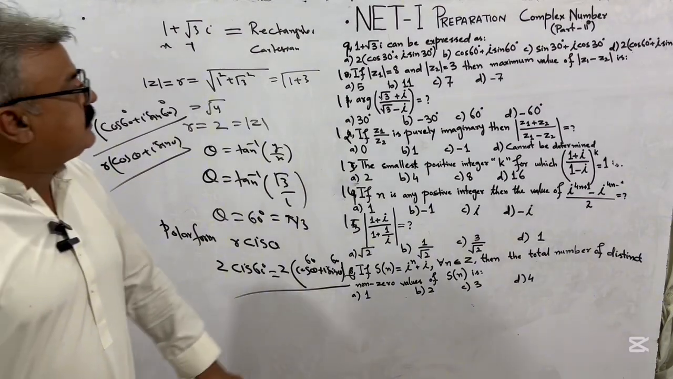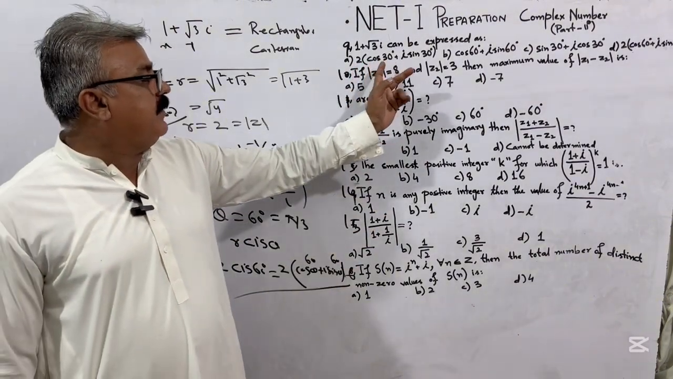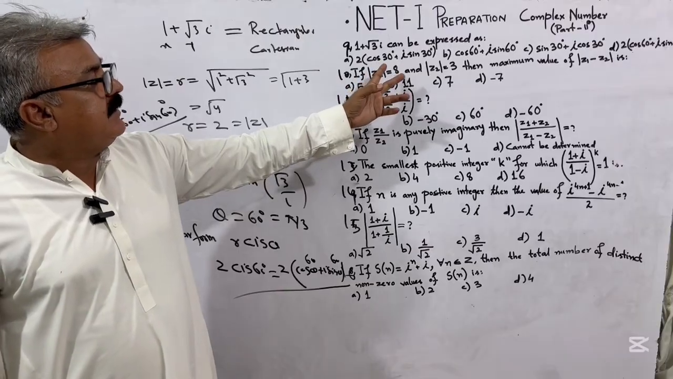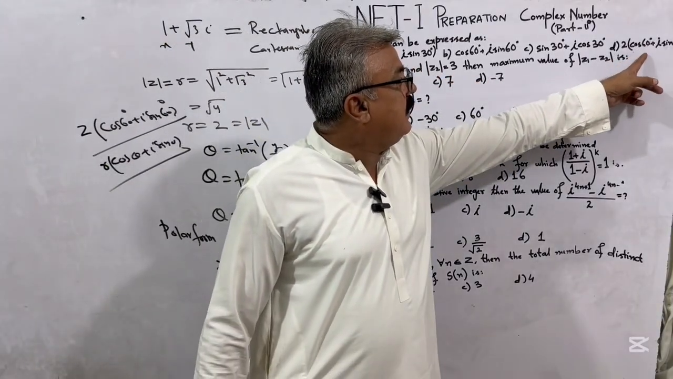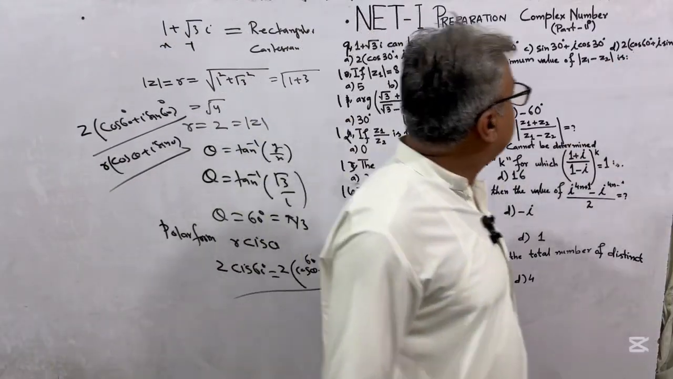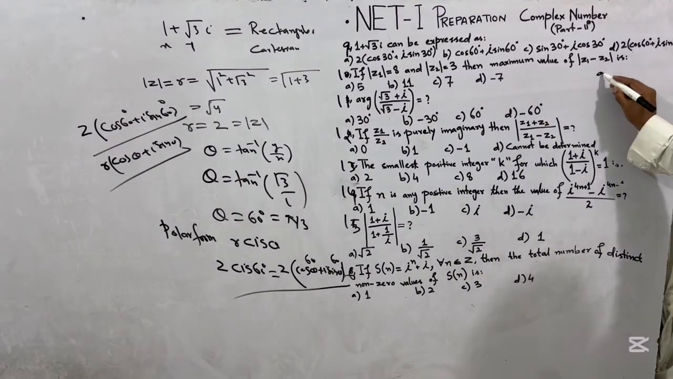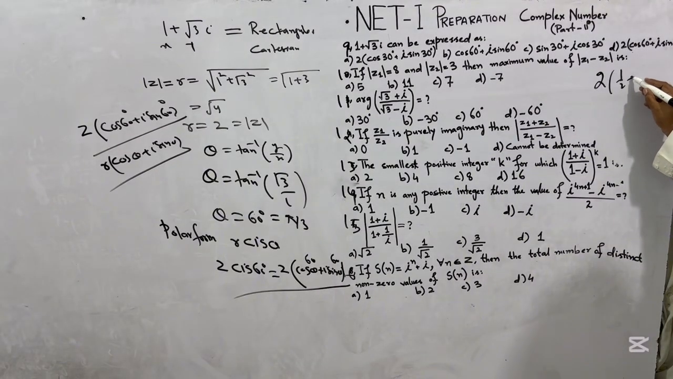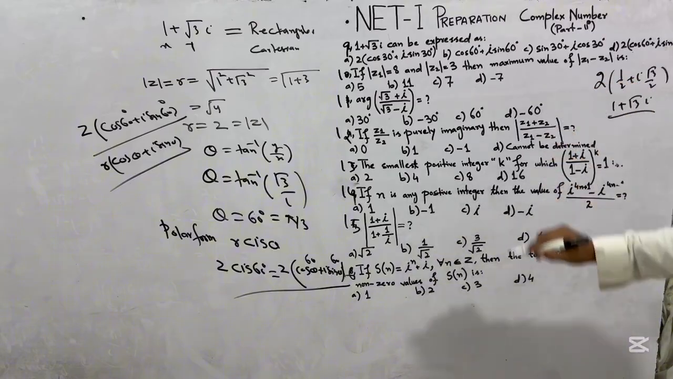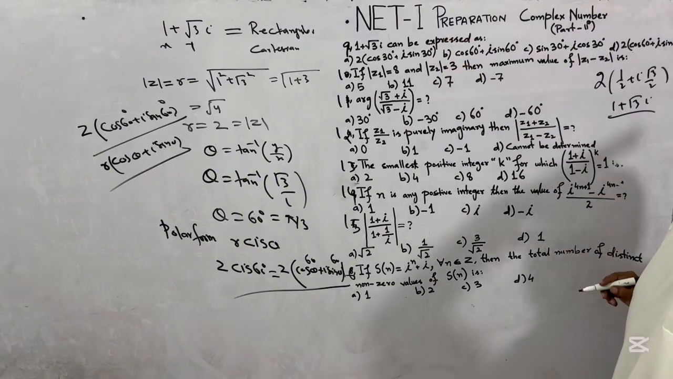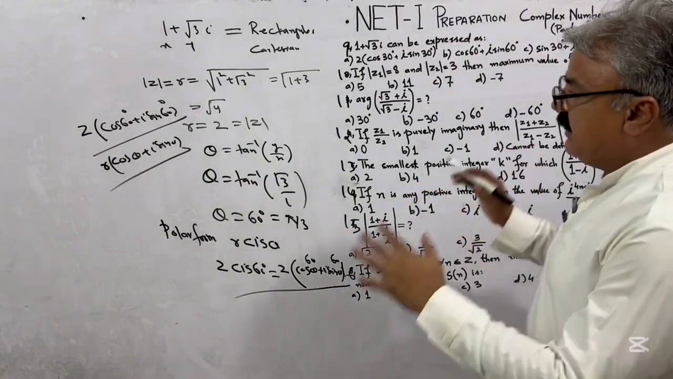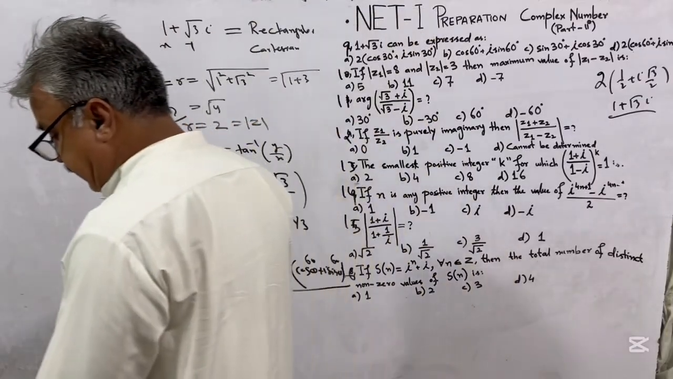You can also verify from the options. Sin 30, cos 30, you will get this answer. We have cos 60 equal to 1 over 2, plus iota sin 60, which is root 3 over 2. Multiply by 2, you will get 1 plus root 3 iota, the same. That is the possibility to verify from the options or directly generate this thing.